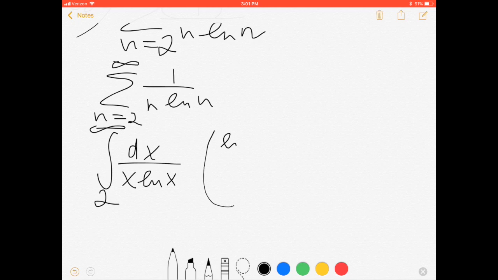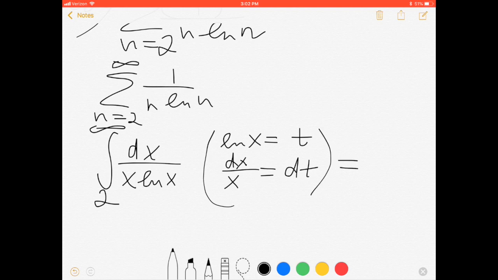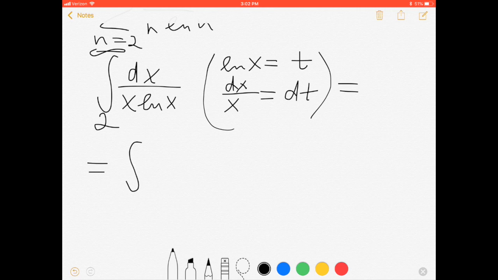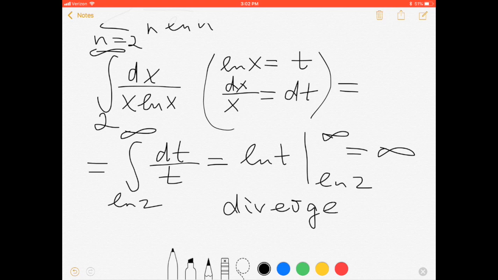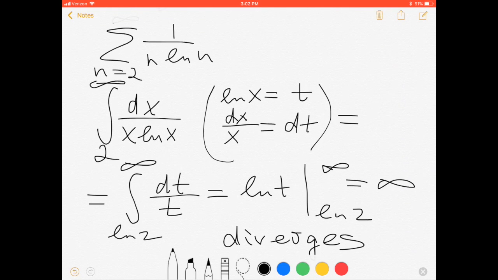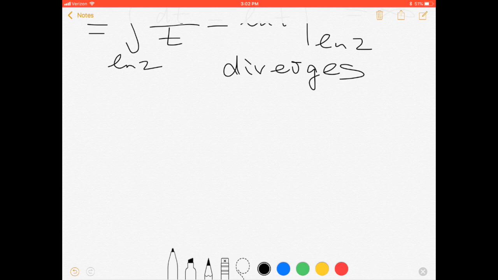I think the substitution here is t equals ln x, so dx over x will be dt. And here we have the integral dt over t from ln 2 to infinity. Here it will be ln t from ln 2 to infinity, and we know it diverges. Because this integral diverges, our series with absolute value diverges, or our series does not converge absolutely, but it can converge conditionally.